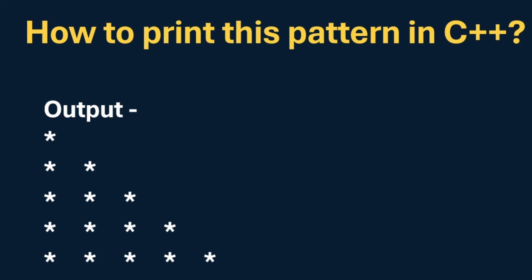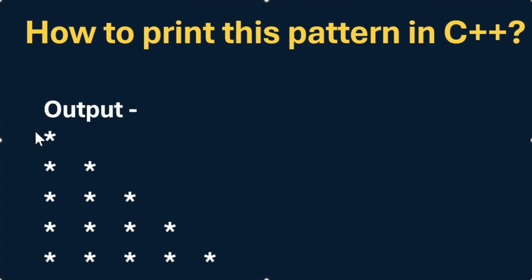We are learning C++ programming, and in today's video we will learn how to print this pattern in C++. In the previous videos we have been learning about for loops and how we can use them to print multiple statements or multiple lines by using just a few lines of code. So how are we going to use a for loop to print this pattern?